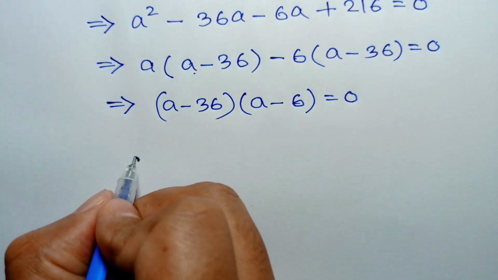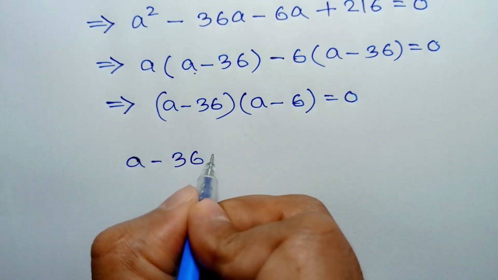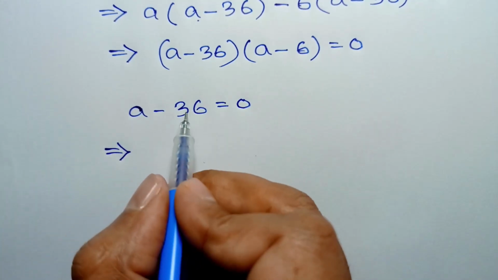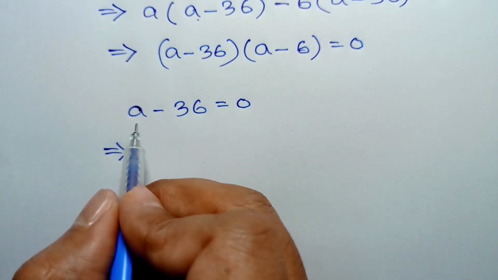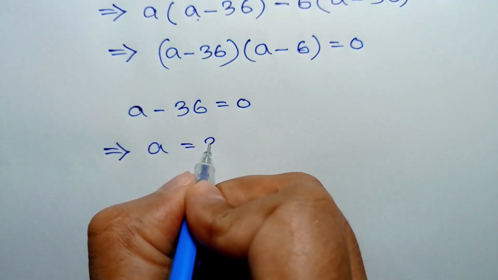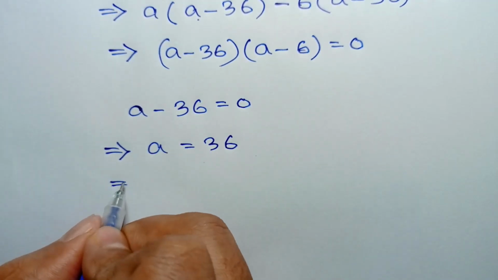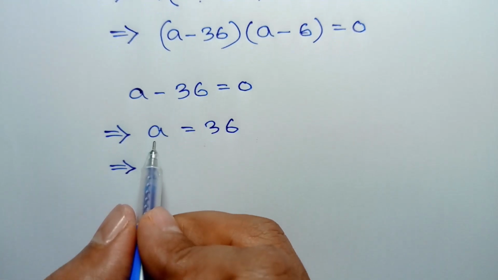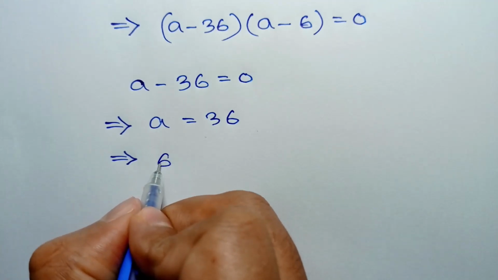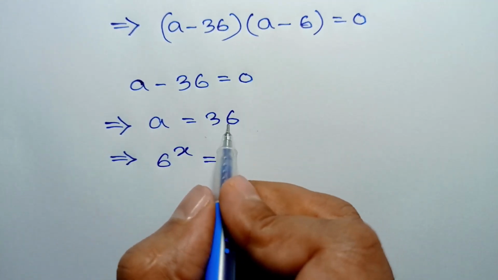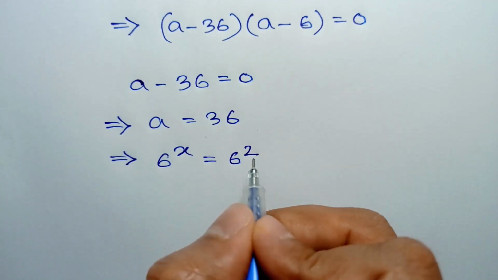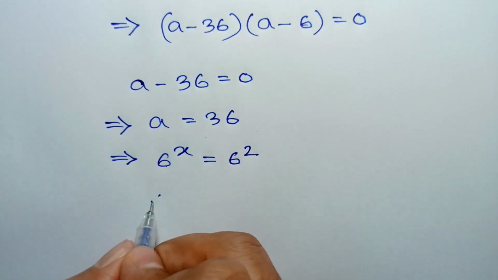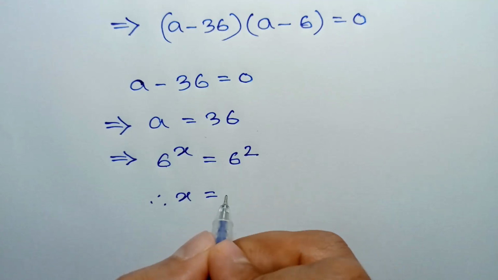So a minus 36 is equal to 0. Taking 36 to the right side we can write a is equal to 36. Substituting a is equal to 6 to the power x, we can write 6 to the power x is equal to 36, which is 6 square. Here the bases are the same, so the powers will be equal, so the value of x is equal to 2.